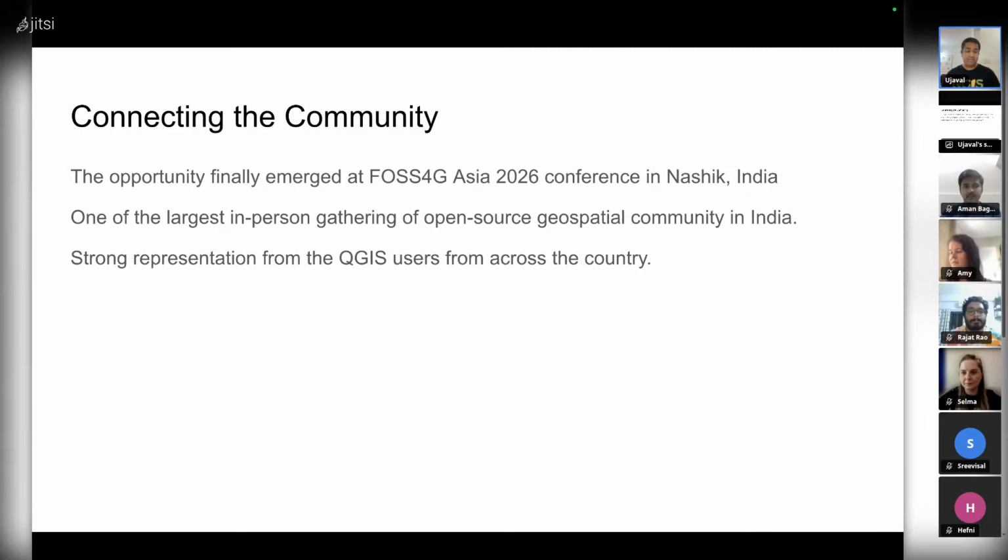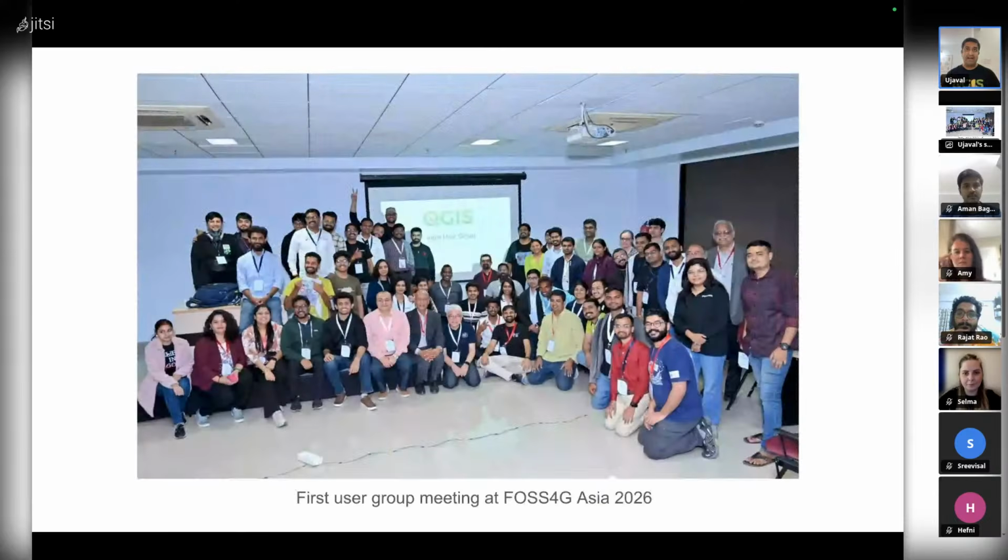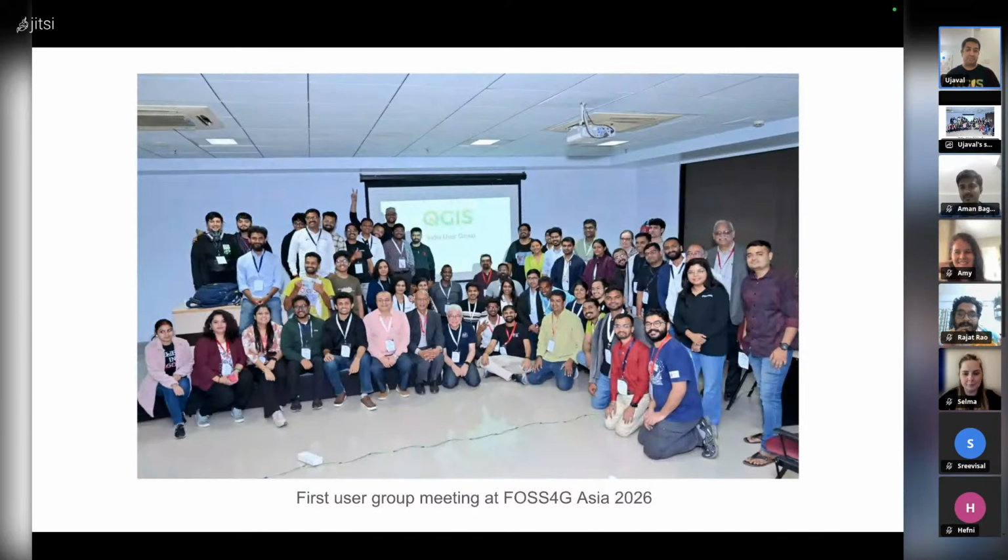Finally, just a month back, an opportunity came where there was a FOSS4G Asia conference, and we had this large gathering of the open source community in India. It was an amazing energy at the conference. There were a lot of QGIS users from across the country. As we were talking and thinking about this user group, this felt like the right place to start it. So we called a meeting. Lots of people showed up, and we discussed how we should form this user group, how we should establish it, what we should do, and there was a lot of energy and enthusiasm, and that's where we took the first step of creating this user group.